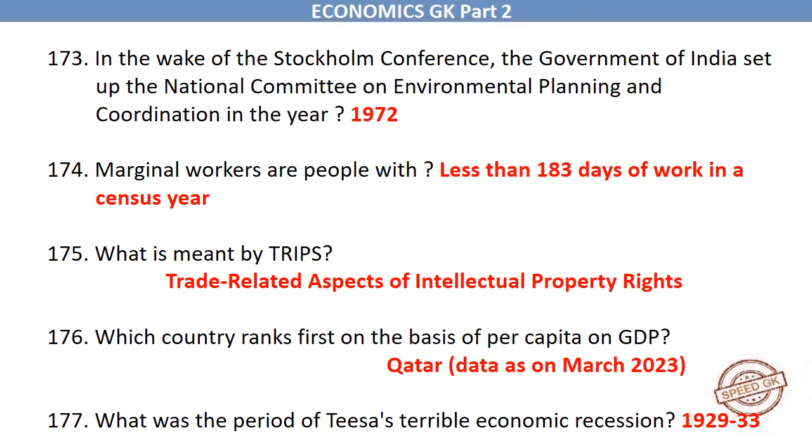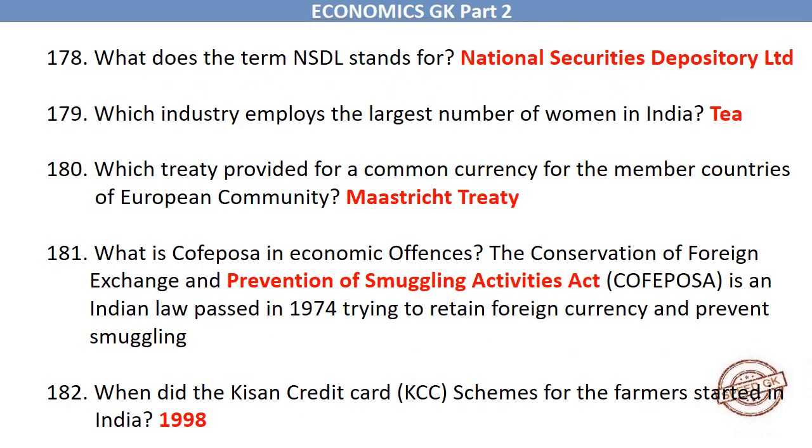What is meant by TRIPS? Trade-related aspects of intellectual property rights. Which country ranks first on the basis of per capita GDP? Qatar. Data as on March 2023. What was the period of the USA's terrible economic recession? 1929 to 1933. What does the term NSDL stand for?